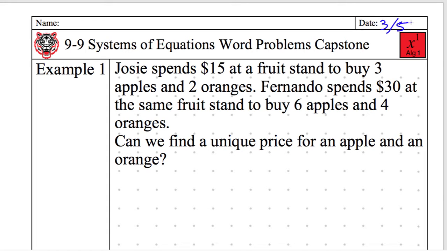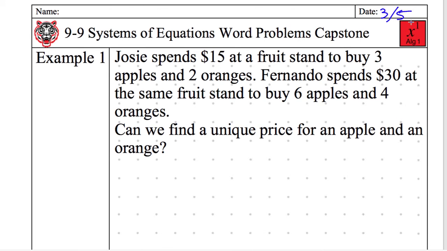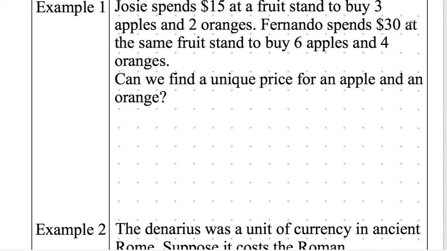Go for it, Jenny. Josie spends $15 at a fruit stand to buy 3 apples and 2 oranges. Fernando spends $30 at the same fruit stand to buy 6 apples and 4 oranges. Can we find the unit price for an apple and an orange? Okay. Yeah, thank you. I'll take your card, your participation card. Thank you, thank you. All right, so we have the general problem. Looks like 2 of our own students of Levi High School are buying some fruit.